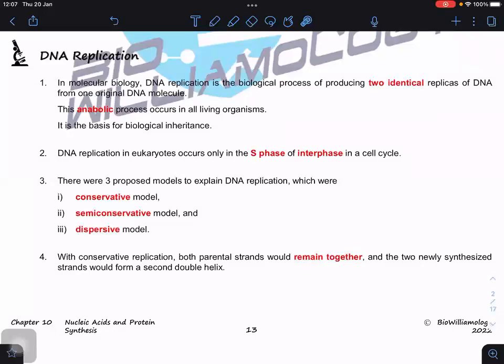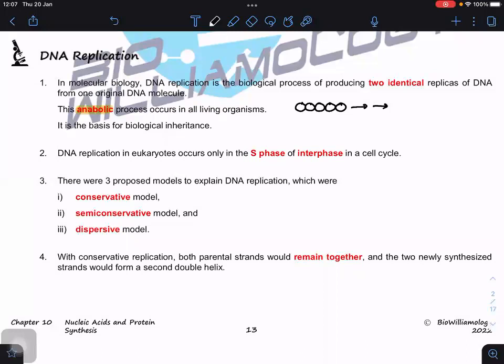Okay, so now let us look at DNA replication. The idea here is we want to produce two identical replicas of a DNA molecule. And this process is an anabolic process. Anabolic means that we are going to join nucleotide, nucleotide, nucleotide together and so on. Are you clear? So it elongates.